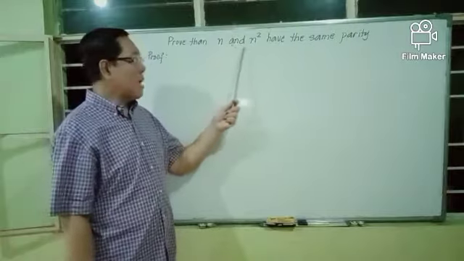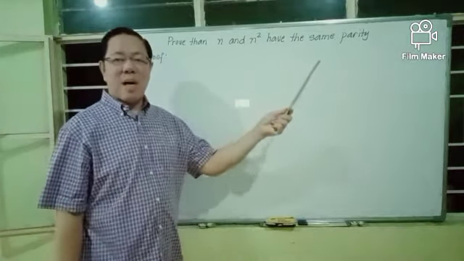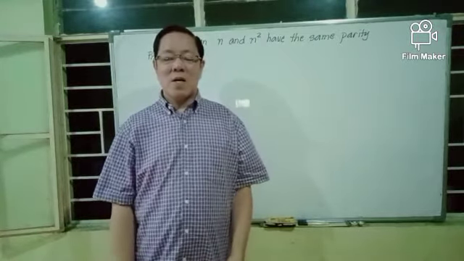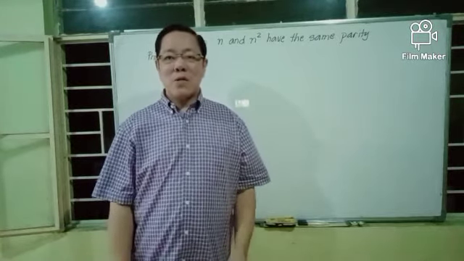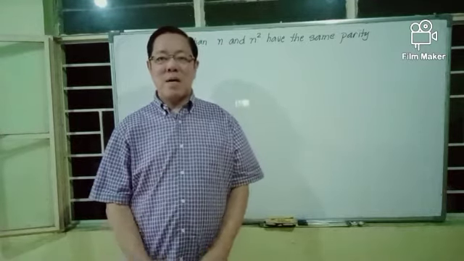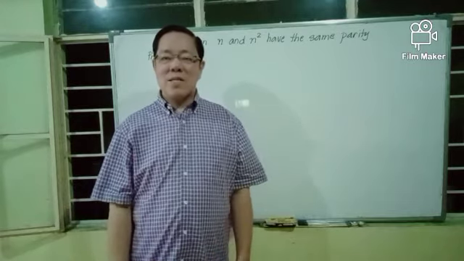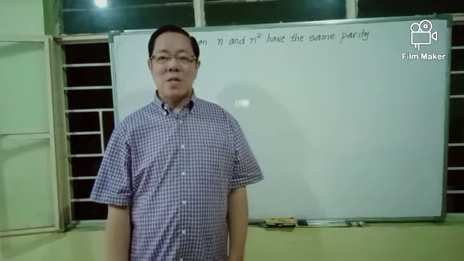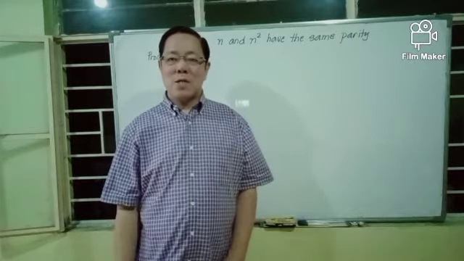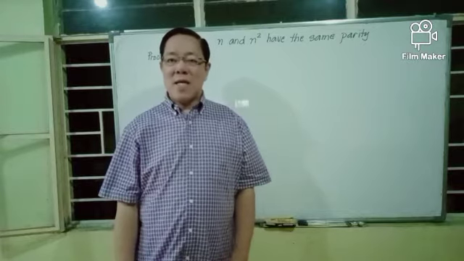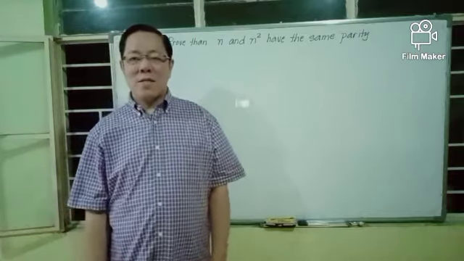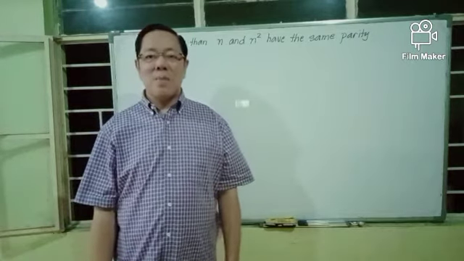Prove that N and N squared have the same parity. And N here is any integer, an element of the set Z of integers. And we want to show that N and N squared have the same parity. And what is meant by parity? By parity, it means that if N is an even integer, then N squared is also an even integer. And if N is an odd integer, then N squared is also an odd integer. And that is what is meant by parity.